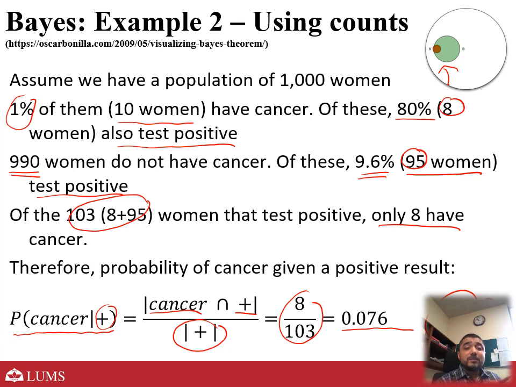But now compare it with the probability without doing this test. That probability was just 1%. So it was 1% before any test, because at that age 1% of women have this cancer. And now after observing this evidence, which is our test result, we have increased that probability to 7.6%.